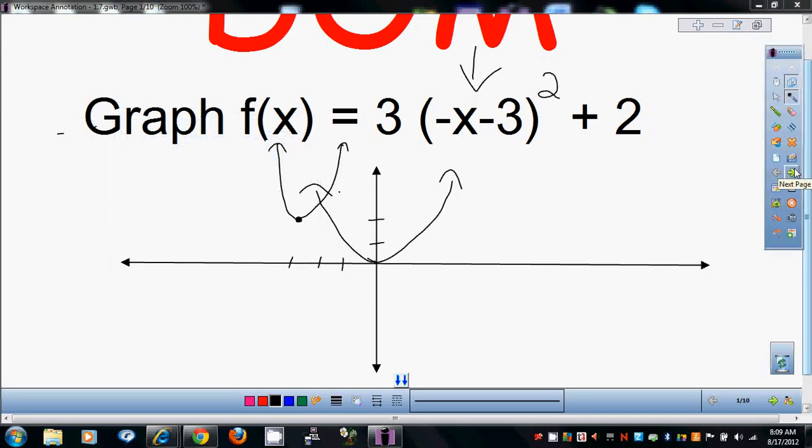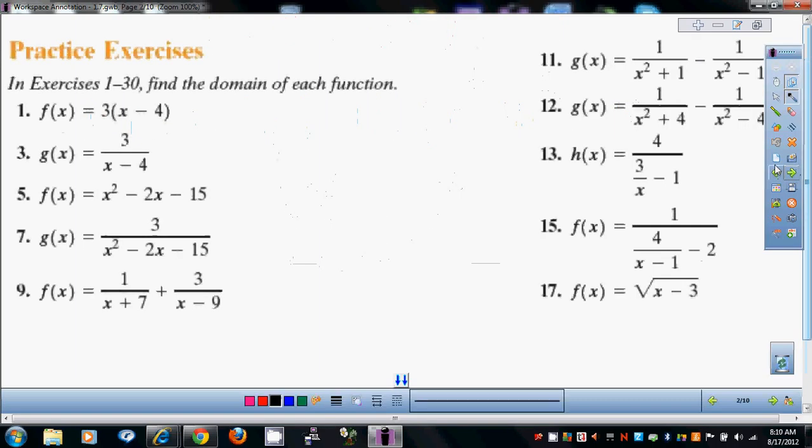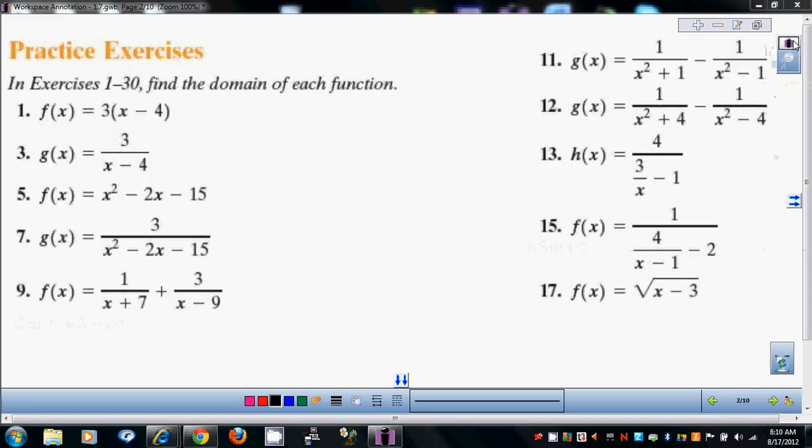So there's the graph of the domain. Today we're going to keep looking at different little algebraic parts of functions. Today we're going to start out by looking for domain.